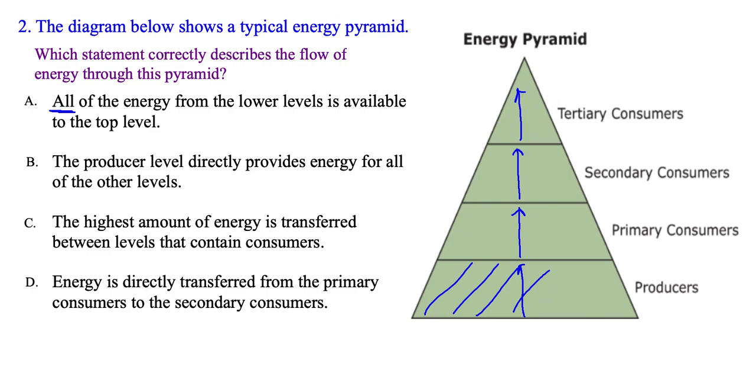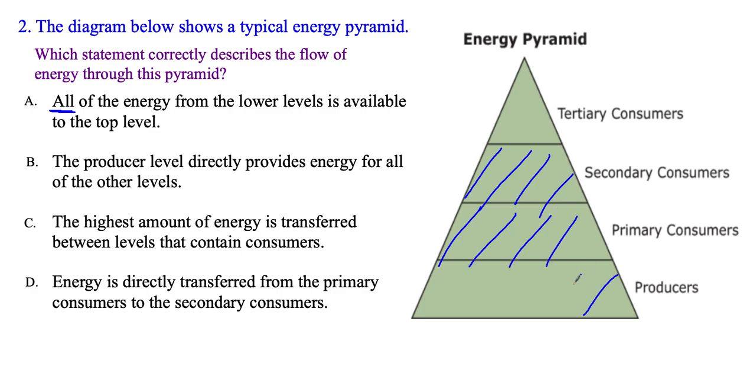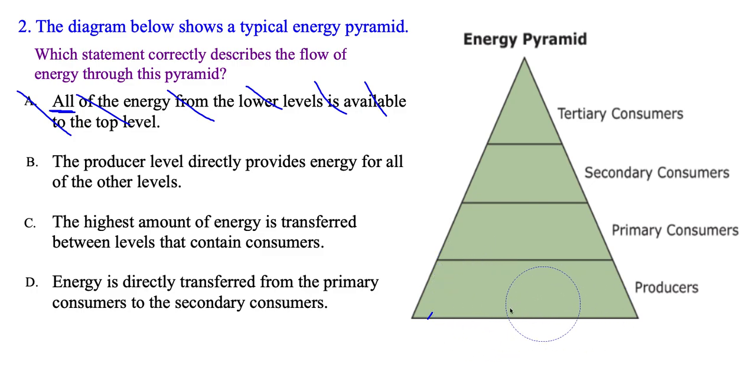So this is asking us, is all of the energy from the lower level, so here's the 3 lower levels, is all this energy here available to the top level right here? No. You can see there's much more energy at the bottom 3 levels than the top. And to visually see that, there's more space covered on these bottom 3 levels than on the top. So let's get rid of A. What about B? Think we can keep B?